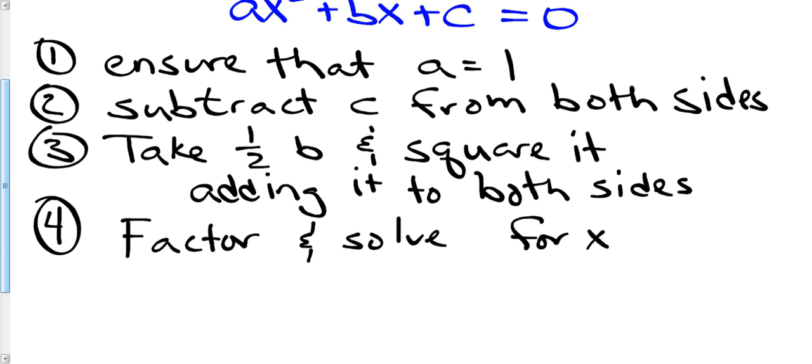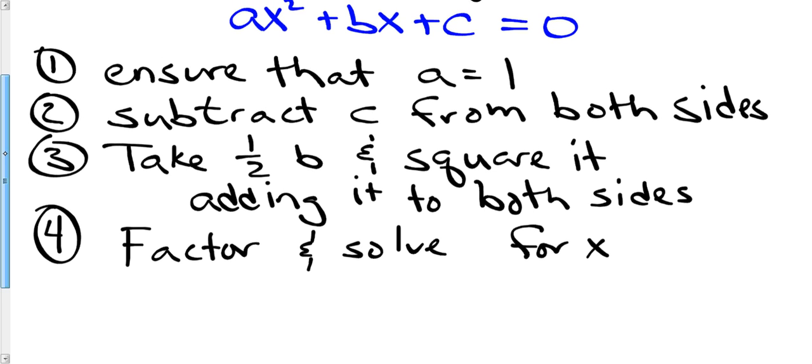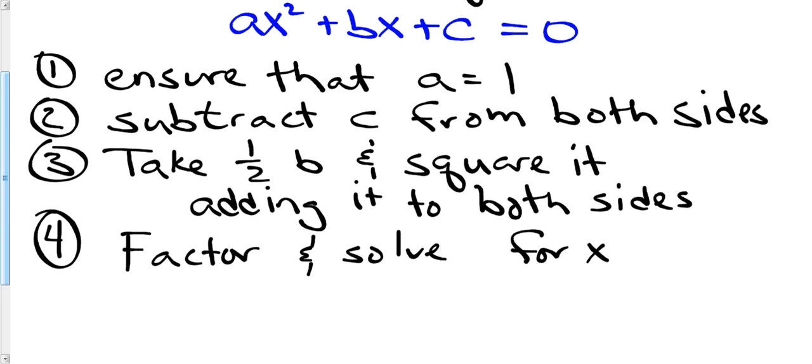So first, I'm going to ensure that my coefficient in front of my x squared is equal to 1. And I will show you on the next one how to do that when it's not 1. Then I'm going to subtract c from both sides. I'm going to take half of my b value and square it. And lastly, I'm going to factor and solve for x. Okay?